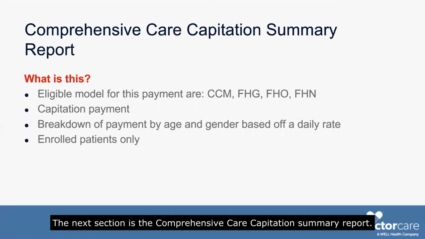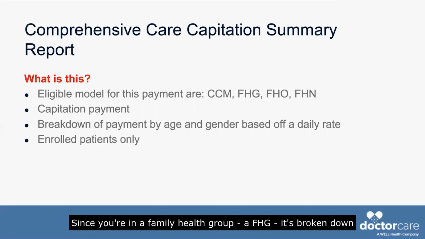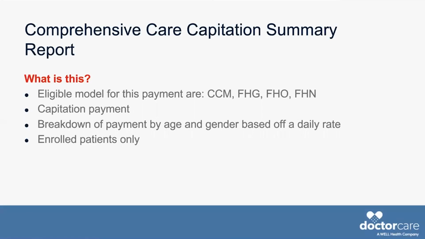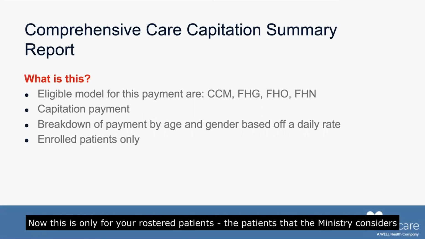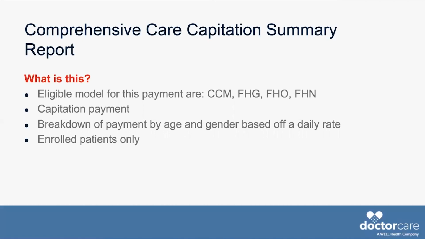The next section is the Comprehensive Care Capitation Summary Report. This section refers to the capitation you would receive because you're in an eligible payment model. It could be ACCM, FIG, FO, or FIN. Since you're in a family health group, a FIG, it's broken down by age and gender based on a daily rate. Now, this is only for your rostered patients, so the patients that the ministry considers are on your roster and that are enrolled to you.